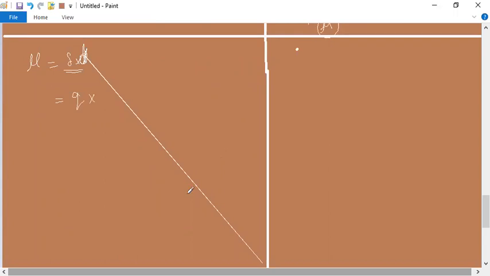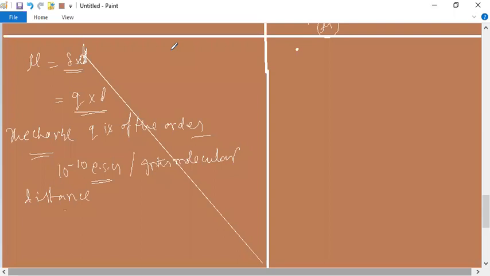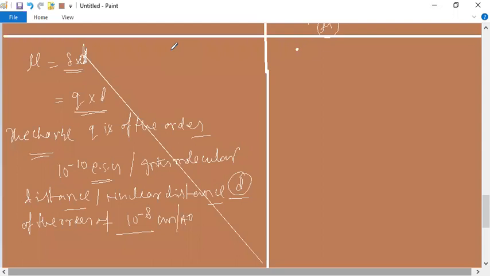Now, the charge Q is of the order of what? Actually, the charge will be taken in the values of electrostatic units or coulombs. So charge is in the order of 10 power minus 10 electrostatic units, and the internuclear distance is 10 power minus 8 centimeters, that is 1 angstrom.